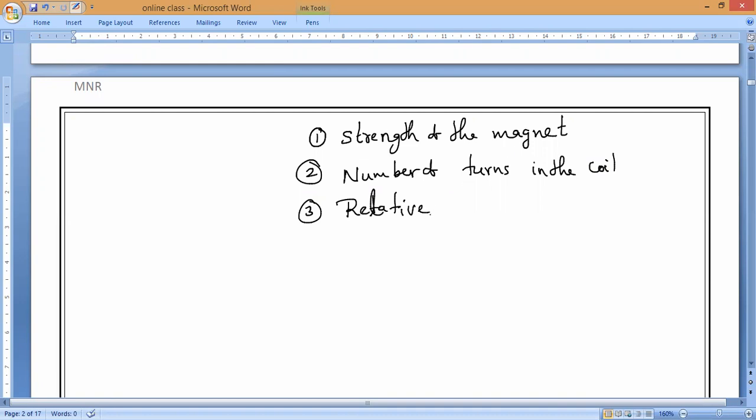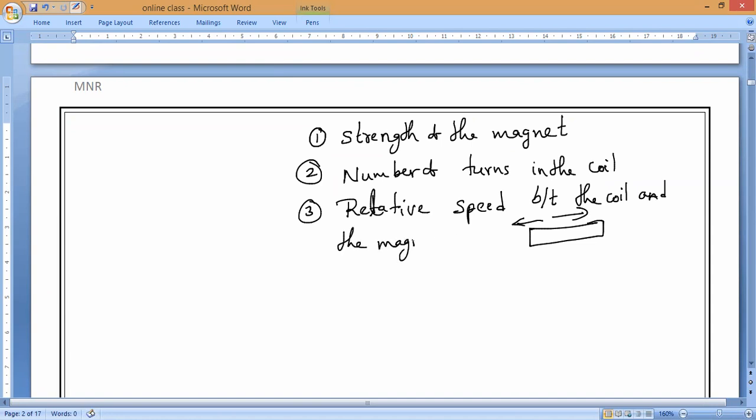Correct, Krutika? Relative speed. Speed in the sense of how fast you are oscillating the magnet or how fast you are oscillating the solenoid. It means to and fro motion, forward and backward. How fast you are doing that will decide the amount of induced current. So the relative speed between the coil and the magnet, that is what you have to remember. Is it okay, guys? So these are the 3 things.